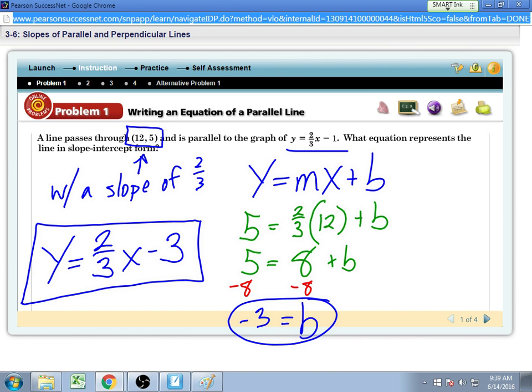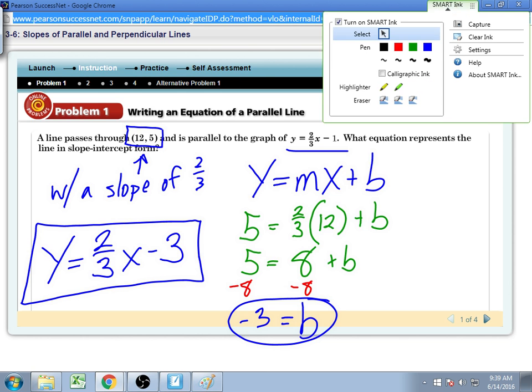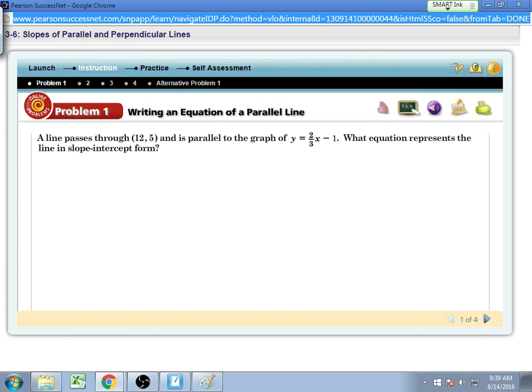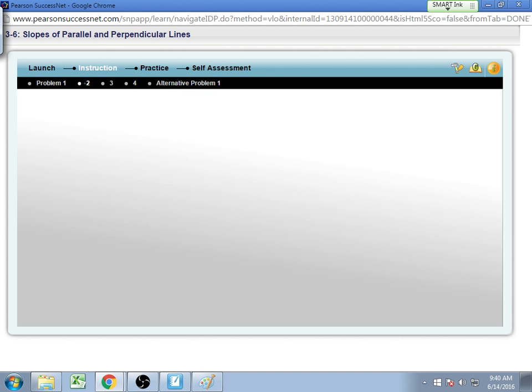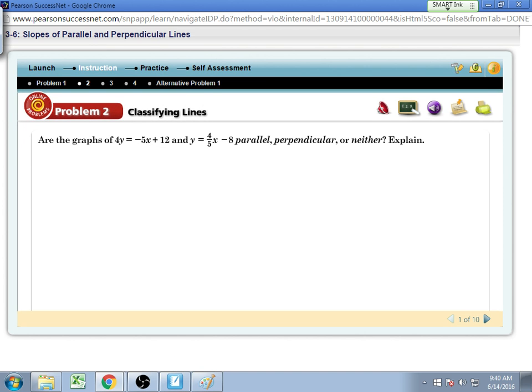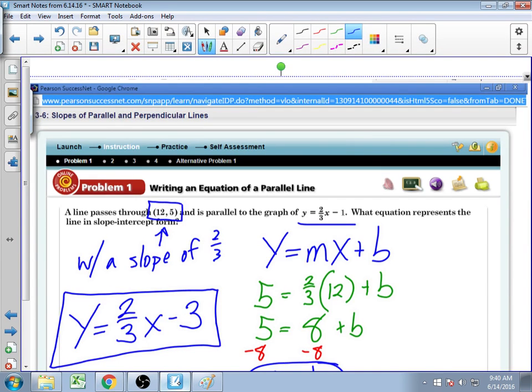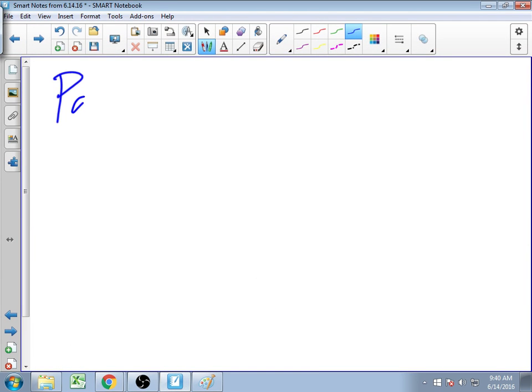Now, perpendicular is where this gets hard. So, capture that. Move to perpendicular lines. Come on. You got this. I promise. In this problem, you will classify lines. Are the graphs of the equations 4y = -5x + 12 and y = 4/5 x - 8 parallel, perpendicular, or neither? Explain.